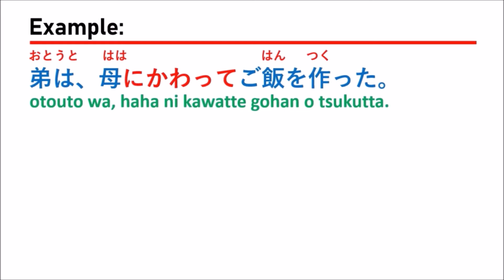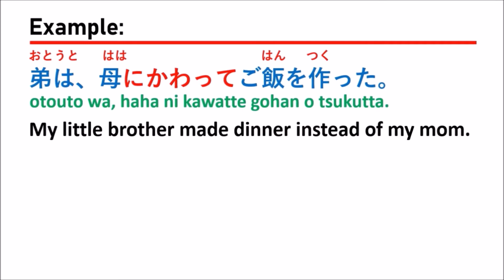The first example, 弟は母に代わってご飯を作った。Which means my little brother made dinner instead of my mom.